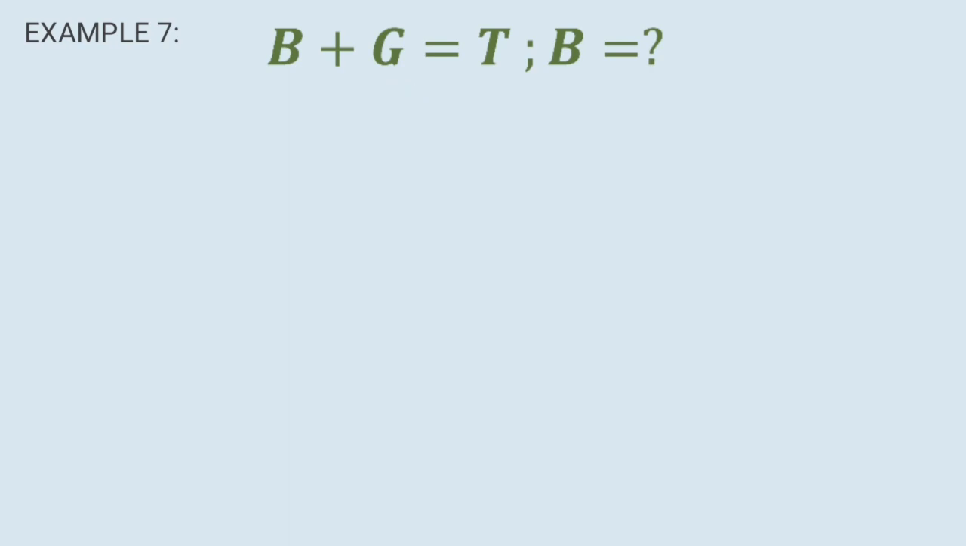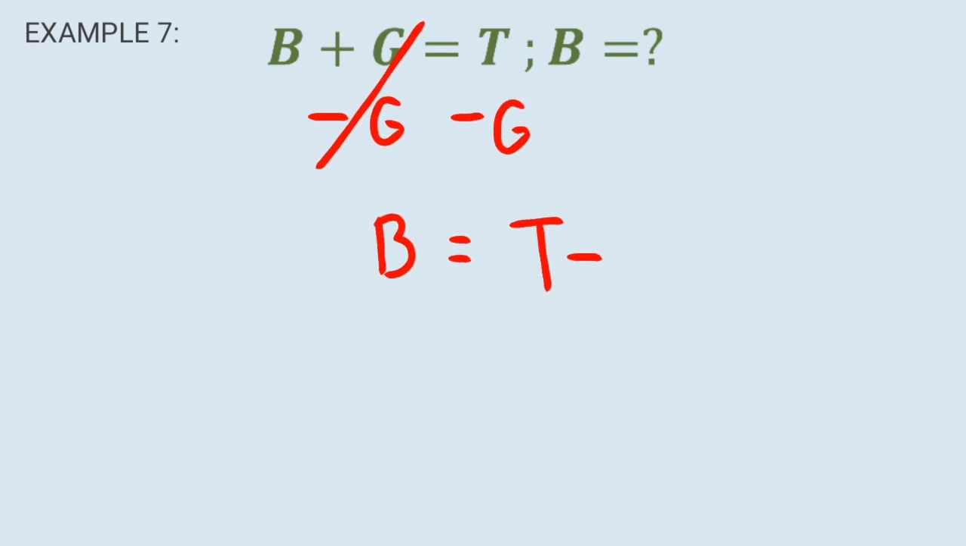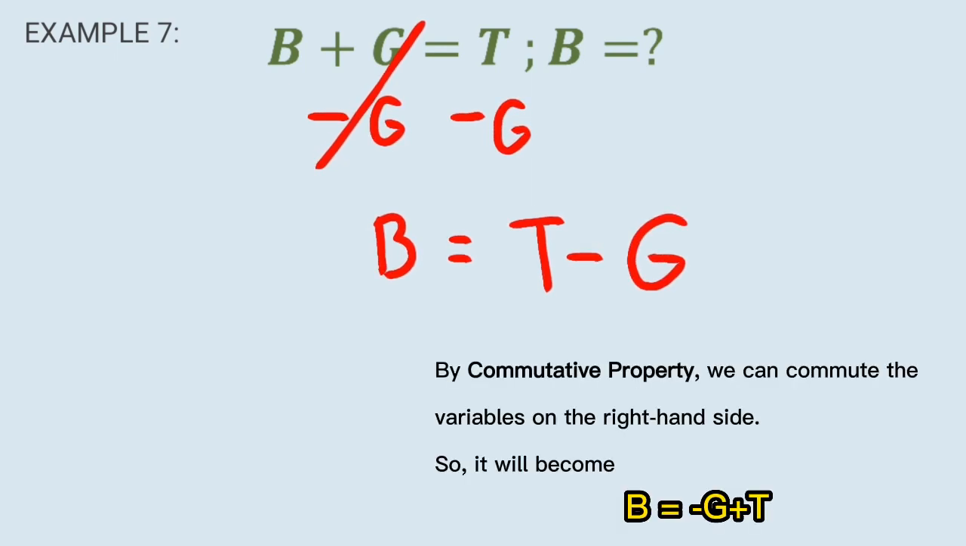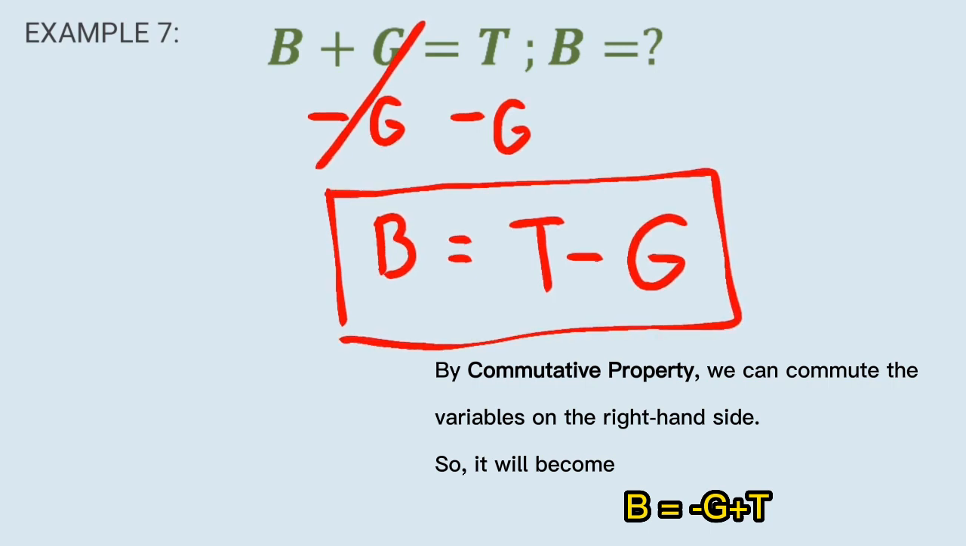To eliminate that one, we have to subtract g here and also do it on the other side, of course. So this will be cancelled out and we are left with b is equal to t minus g. So that's our answer here. Easy.